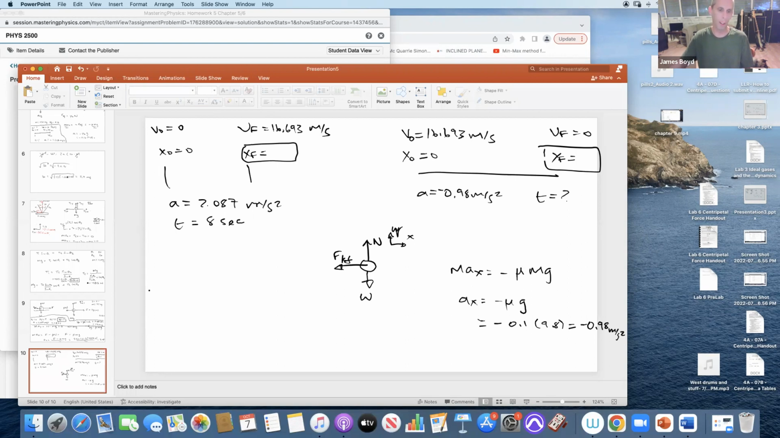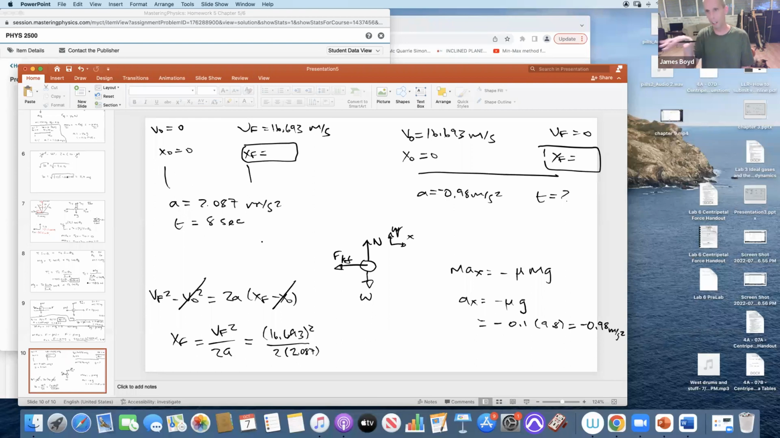I'm going to go with V final squared minus V initial squared is 2A times X final minus X initial. X initial is 0, V initial was 0. Divide through by 2A, and we get 16.693 squared over 2 times 2.087, not G. This is our acceleration in the X direction. Then we have to add this X final.